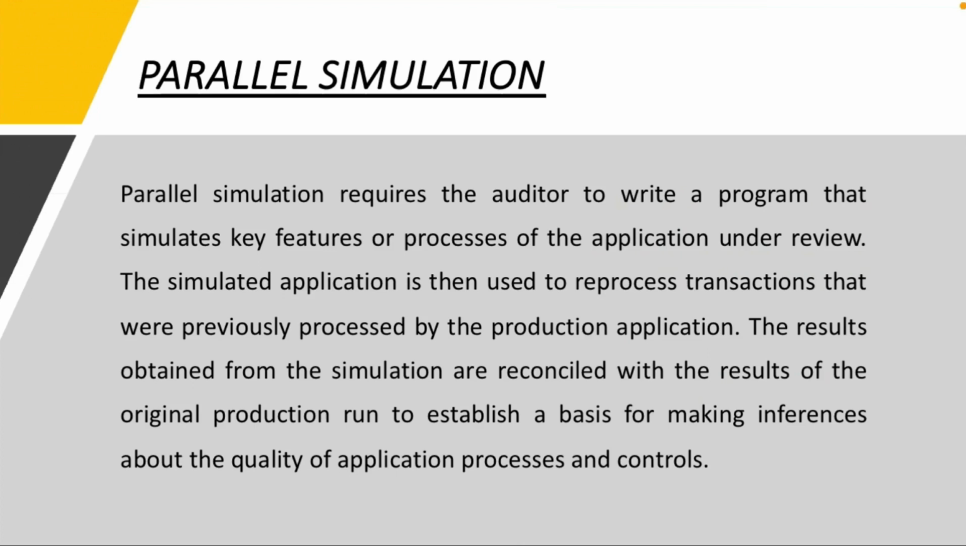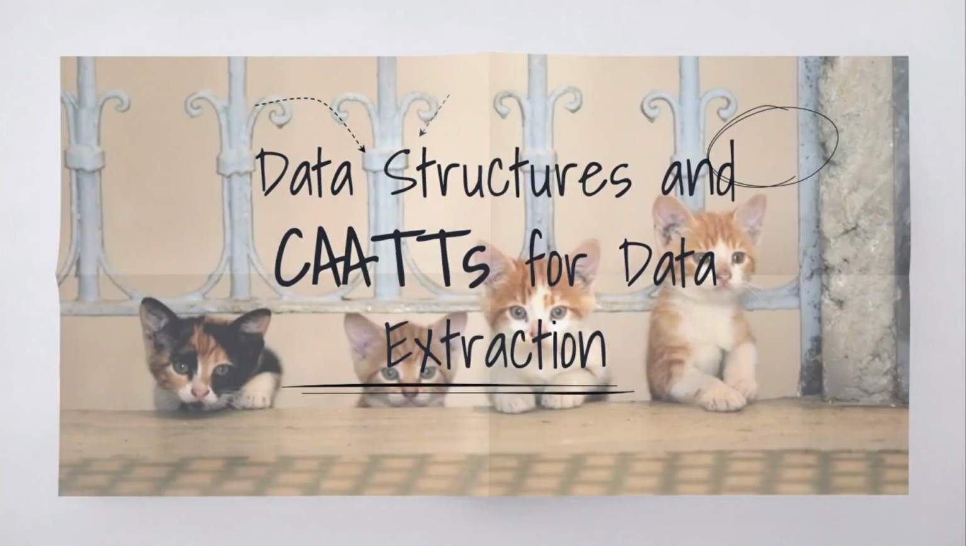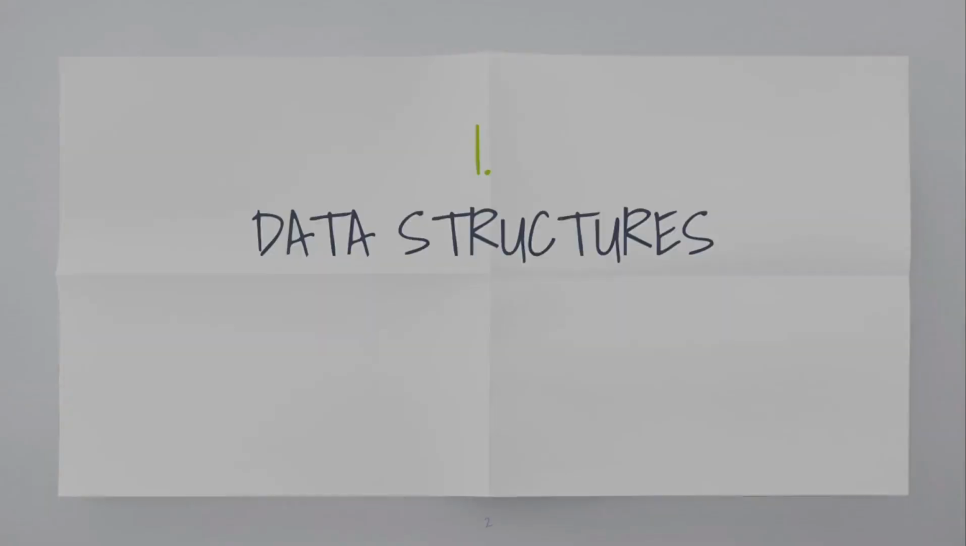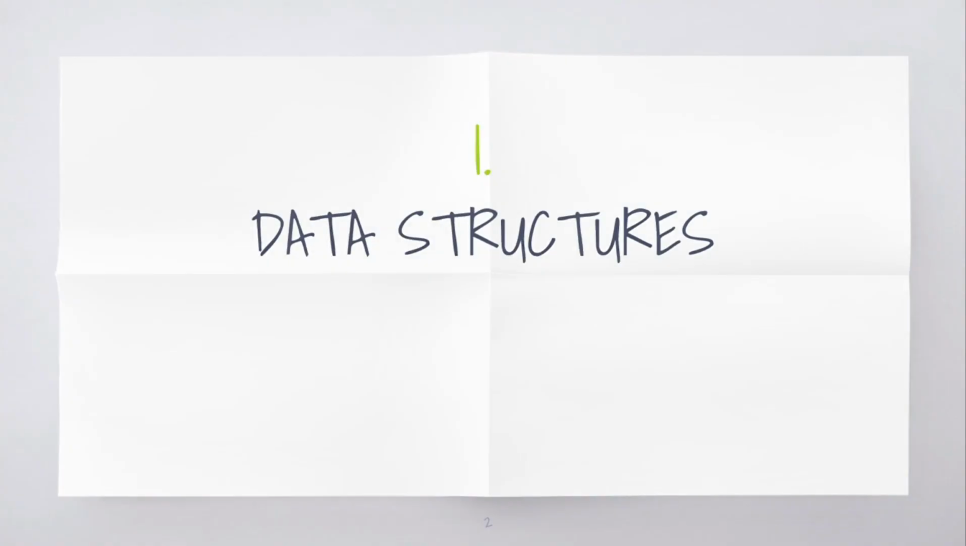Now that would be all for the topic Chapter 7, Computer-Assisted Audit Tools and Techniques. So we'll proceed to Chapter 8, the data structures and CAATs for data extraction. CAATs means Computer-Assisted Audit Tools and Techniques. We will first talk about data structures.